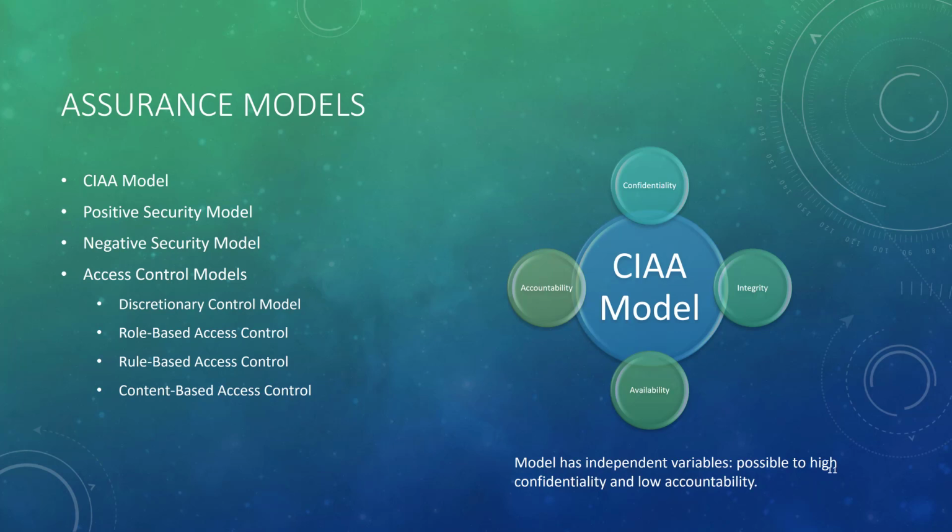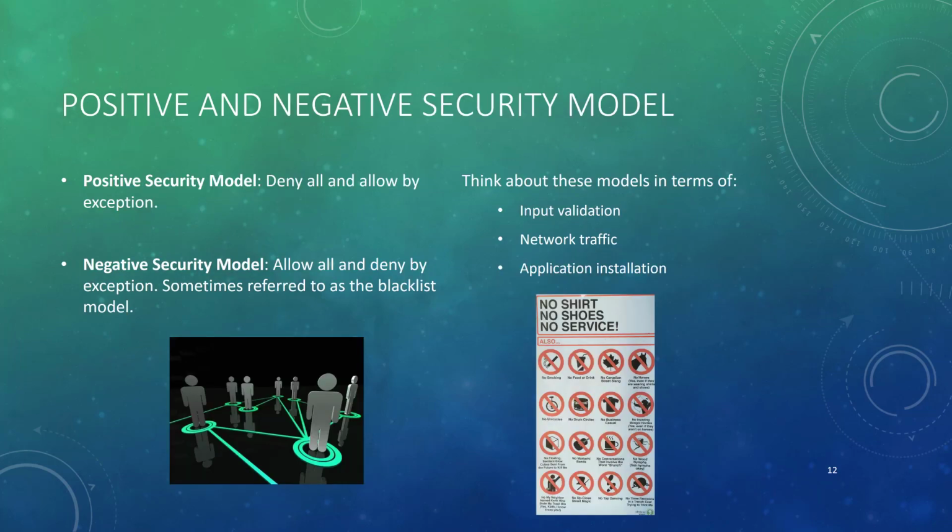And so this little note over on the side says you can have high confidentiality and low accountability. You can have high confidentiality and low integrity. So those things do occur within this model, but this is one particular model for providing assurance that your information is being protected. It's also a great model for teaching. But let's move forward and look at 2 other models, positive and negative security models.